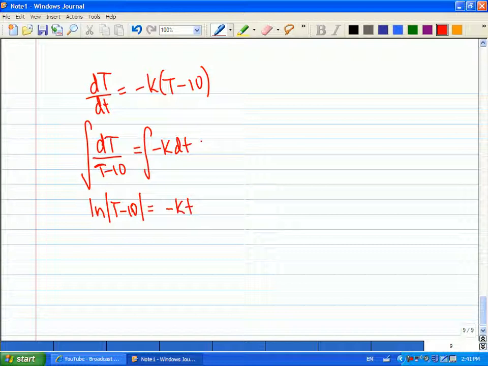K is a constant. It's the proportional rate at which it decreases, right? Like if it was an interest rate, it would be like 5%. It's always increasing or decreasing at that same constant rate. So this would be the setup I have. Then I would solve this for the temperature. E to the negative kt plus the constant is T minus 10.